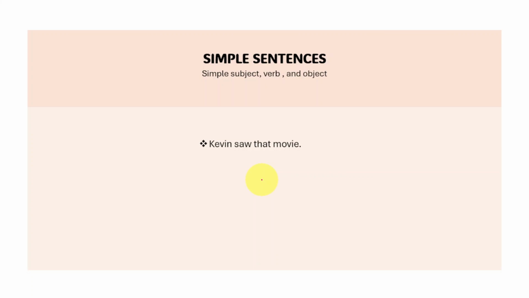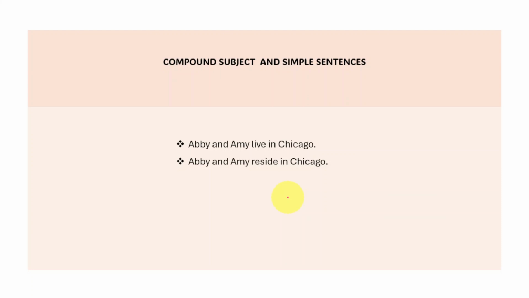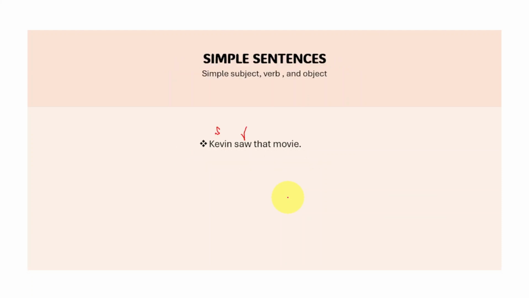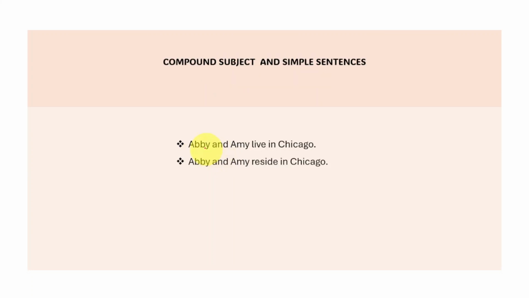Because when you take a look, Kevin is the subject, saw is the verb, and the movie is the object. Now, if I go back, in this case I'm talking about the simple subject: Kevin, only one. Now, Abby, one. Amy, one. Abby and Amy live in Chicago.